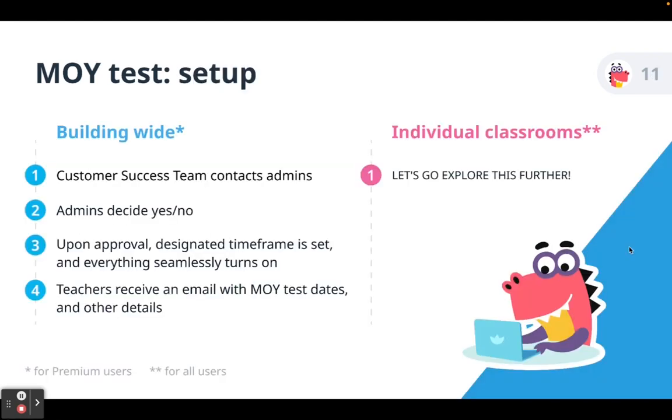The setup for the mid-year assessment can occur in two ways. For our premium users, the Happy Numbers customer success team communicates with school or district administrators to inquire about enabling district or school-wide assessments. Administrators determine the time frame in such instances, and the system automatically activates everything. Teachers receive informative emails containing details about the mid-year assessment dates.